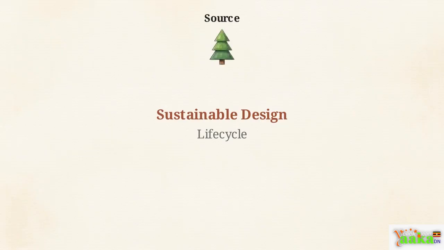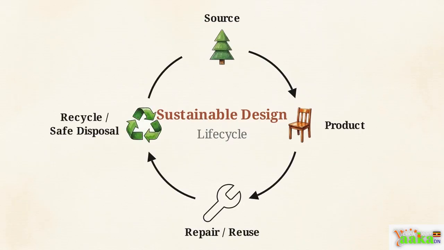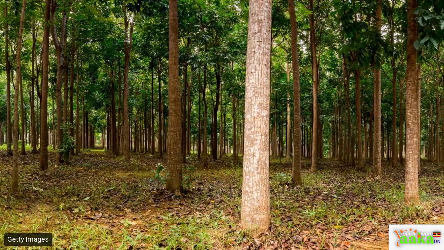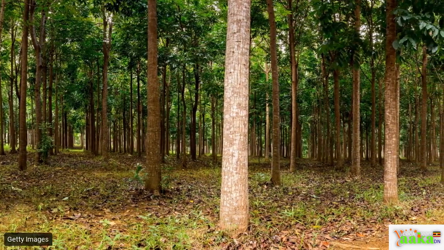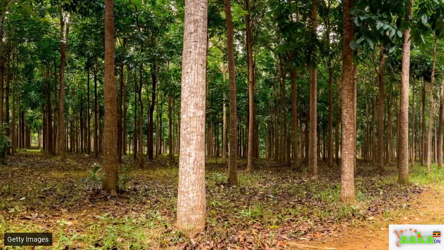This diagram shows the sustainable design life cycle using a wooden object. It is an unbroken loop moving from the raw source material to the product, into repair and reuse, and finally to safe disposal or recycling. At the very beginning, the source stage, if designers decide to use wood to build furniture, they must ensure they replant the trees they harvest.